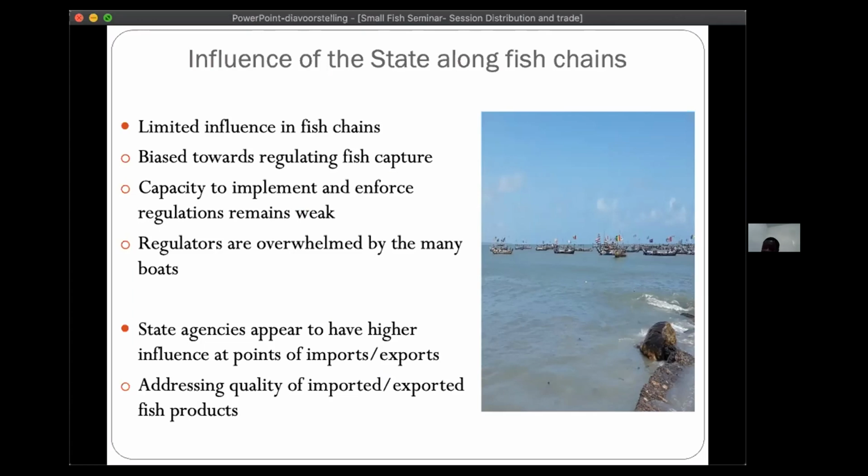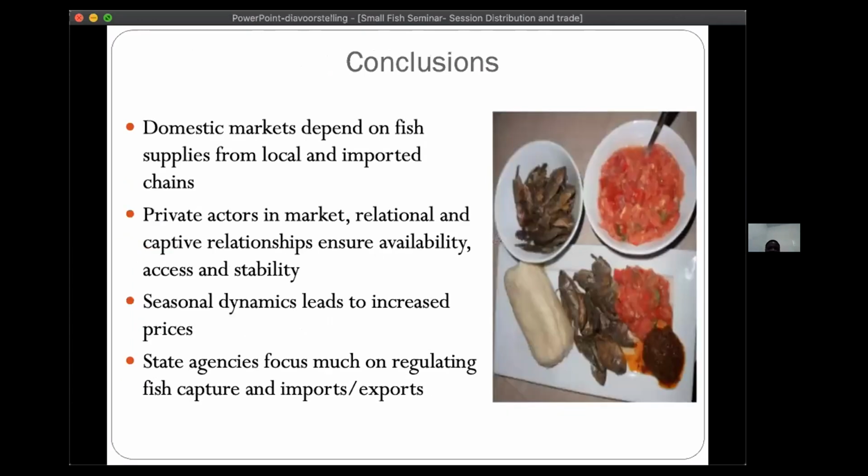The state agencies appear to be highly influential in the import and then the export section of the fish chains, and we have the Ghana Standards Authority that is regulating exports of fish to international markets to ensure that the fish that is leaving our shores meets international standards. And also the Food and Drugs Authority is stationed at the Tema Fishing Harbor, and what they do is to control imports that are coming into the country to ensure that the fish that is coming is wholesome for public consumption. Next slide, please.